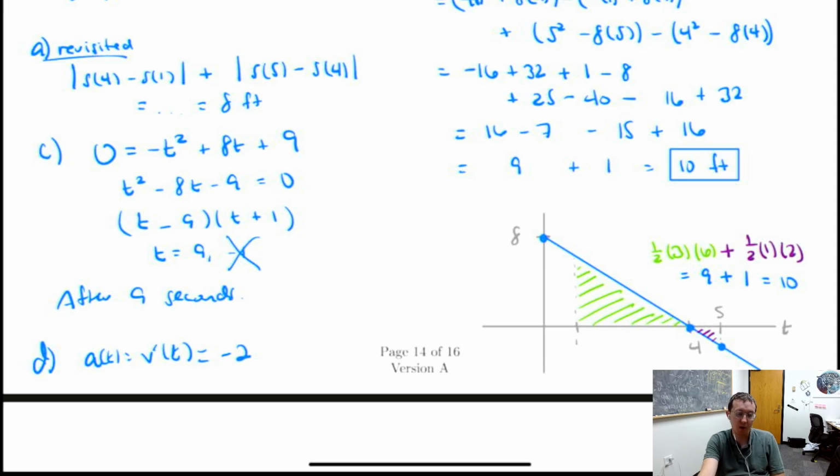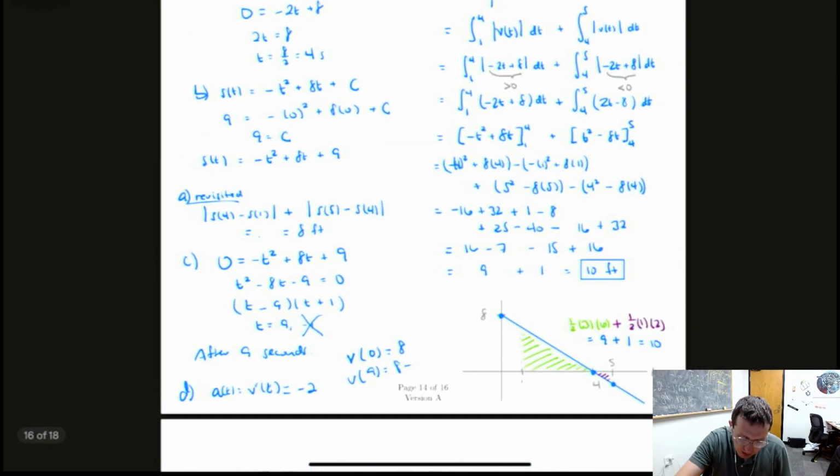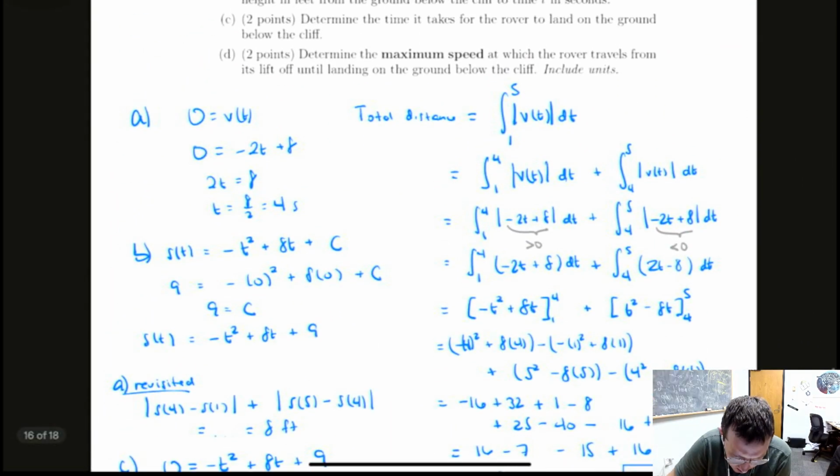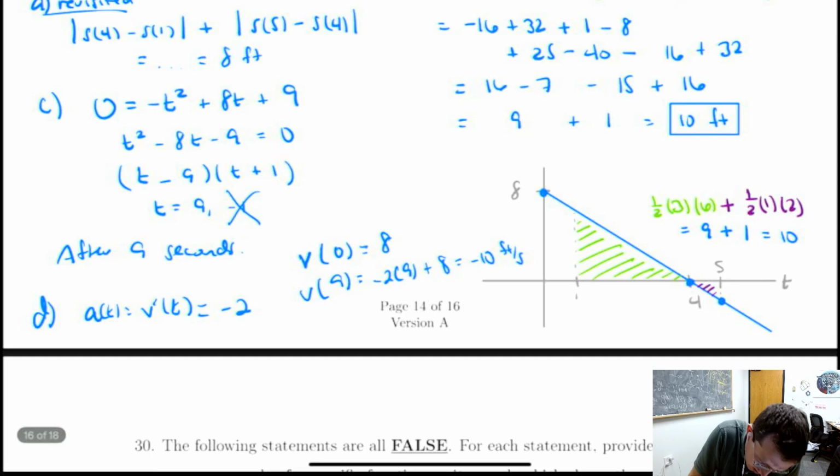which means that the maximum or minimum value of velocity is going to happen at an endpoint. So either time 0 or time 9. So if I plug in 0, I get 8. If I plug in 9, I get minus 2t plus 8, which is minus 18 plus 8, or minus 10 feet per second. So the maximum speed is a positive 10 feet per second.